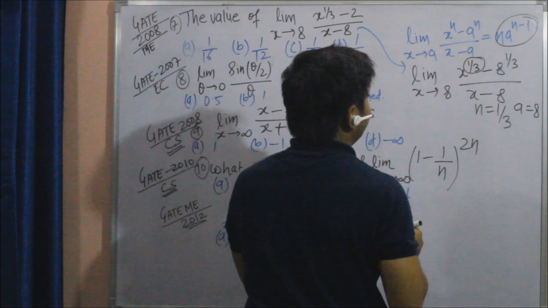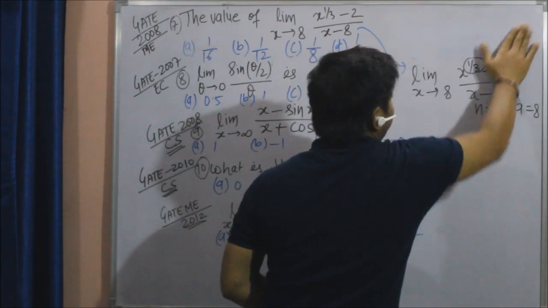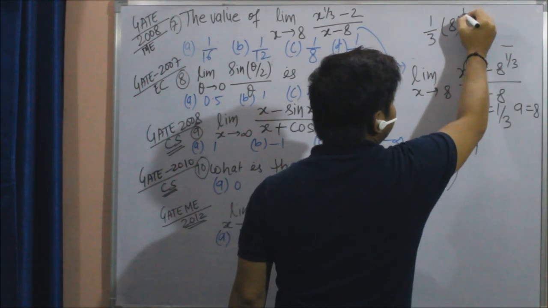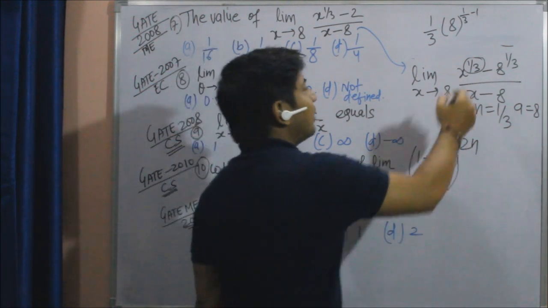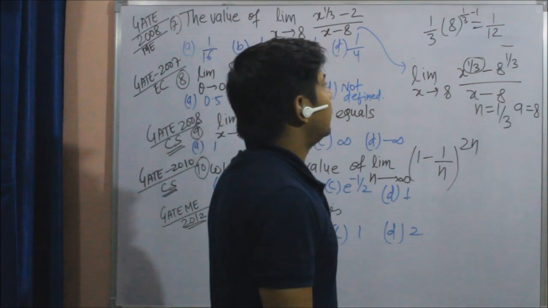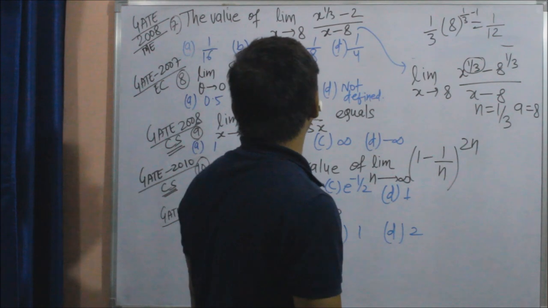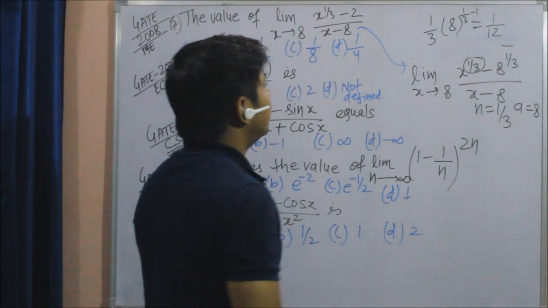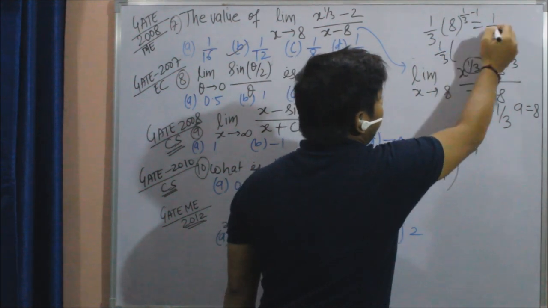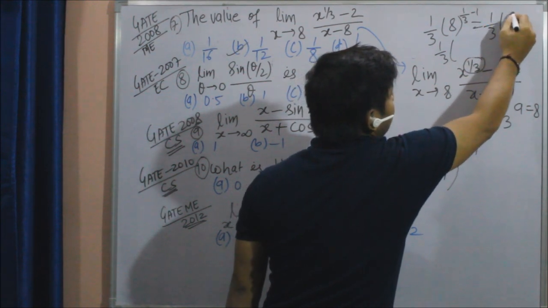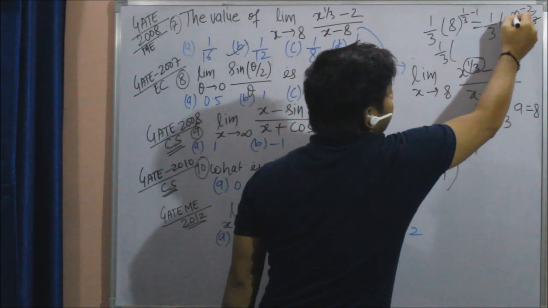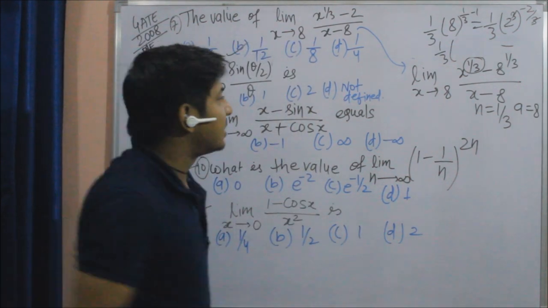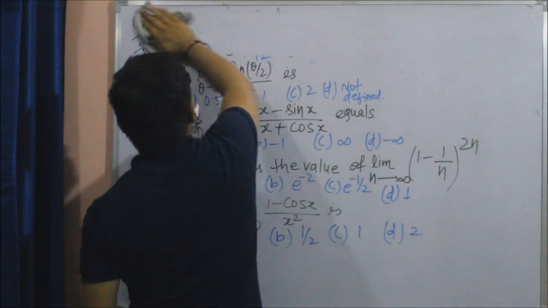So what you will get is n a to the power n minus 1, where n is 1 by 3 and a is 8, so 1 by 3 times 8 to the power (1 by 3 minus 1). When you solve this, 1 upon 12 will come. This will be 1 upon 12 as the answer. How do you solve this? This is 1 by 3, and 8 to the power 1 by 3 is 2, and 8 to the power minus 2 by 3 remains, so this becomes 1 by 4 into 3, this is 1 by 12. Okay, so the answer is 1 by 12, this is the right answer. So this question is done.